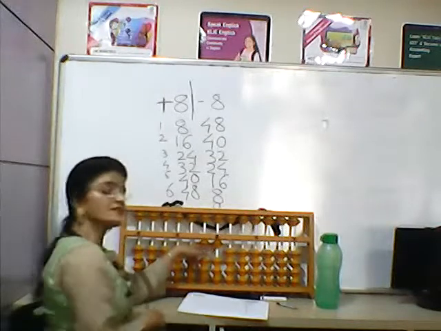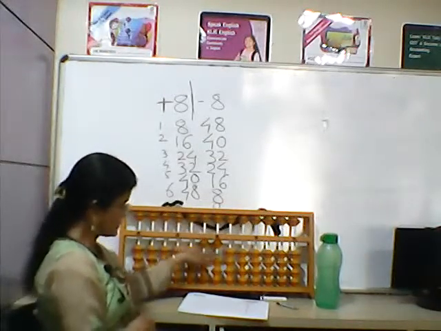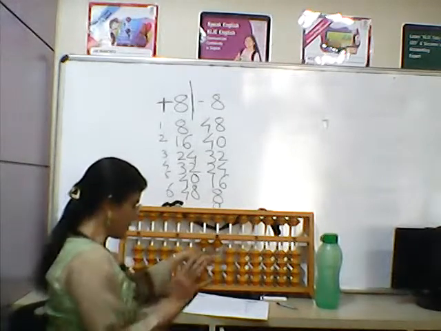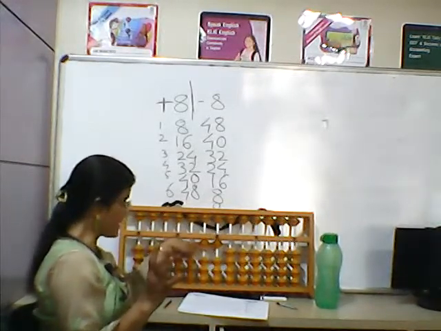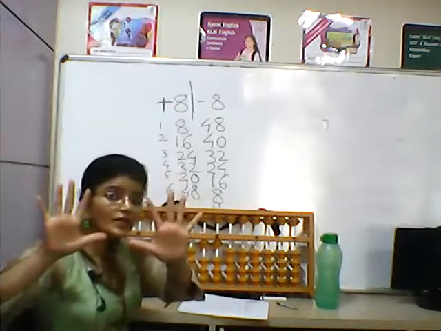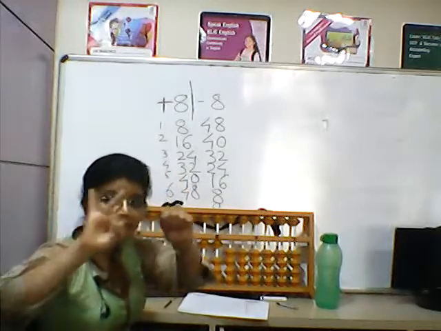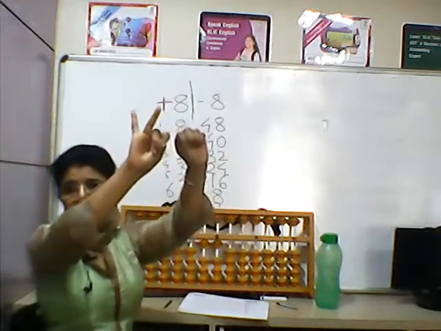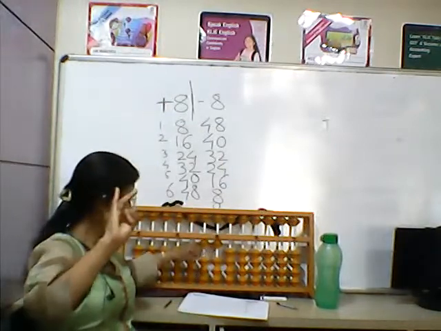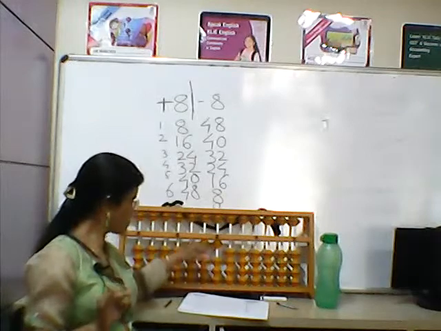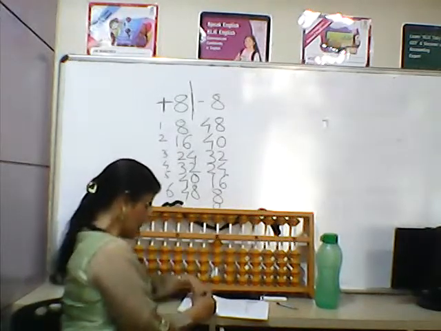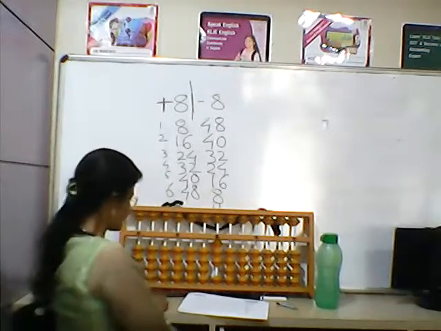The next number is minus 8. Can you do minus 8 directly? No. Can you do minus 10? Yes. So show 10, show minus 8. Minus 10 plus 2. That is, the answer is 3.